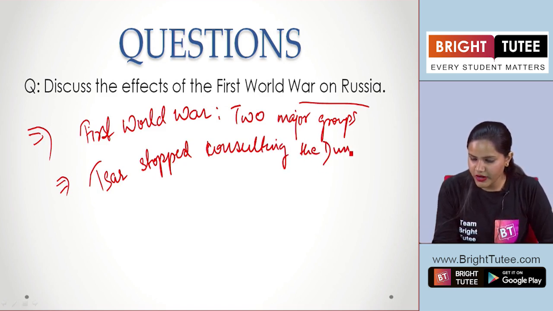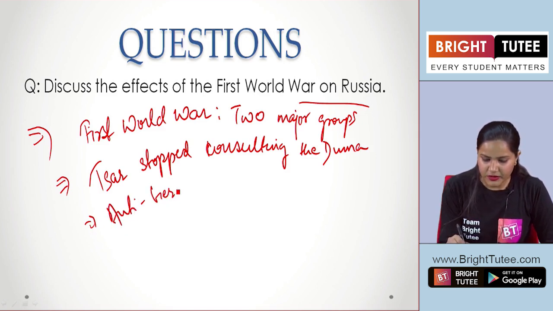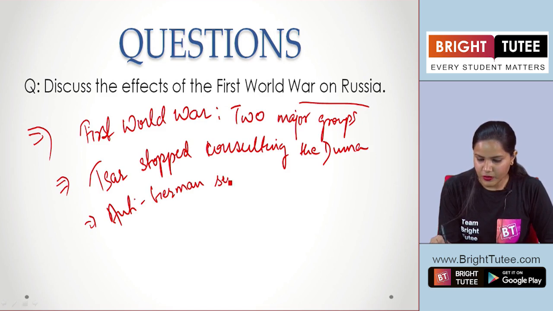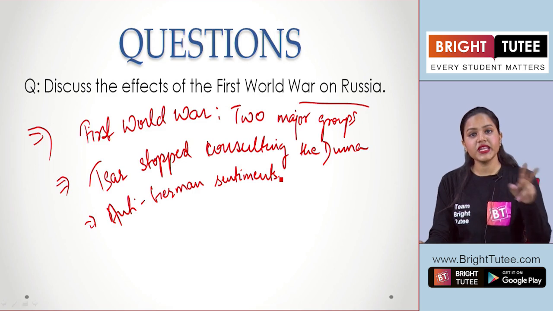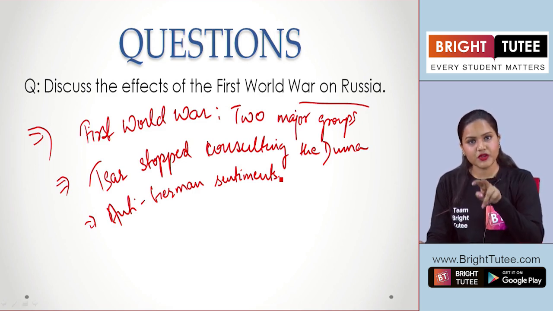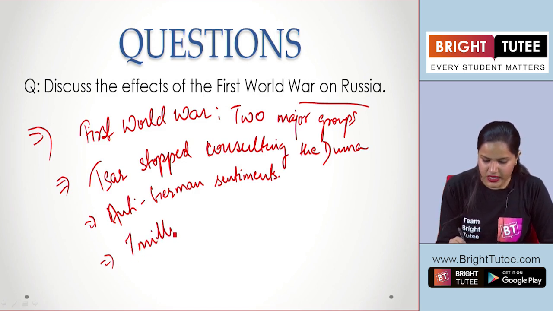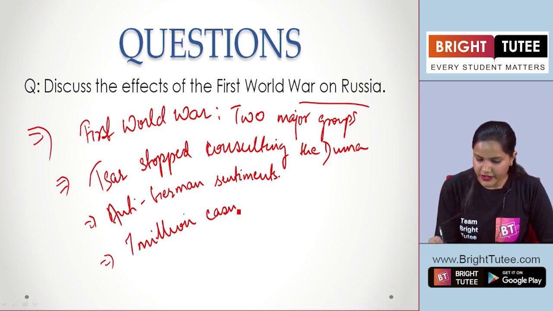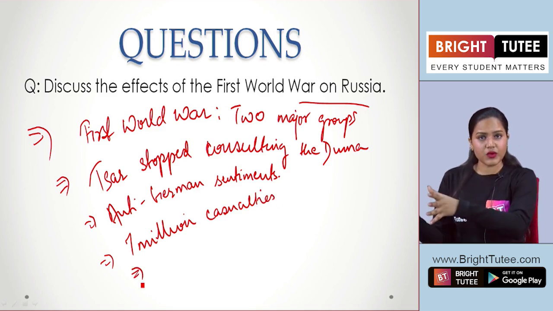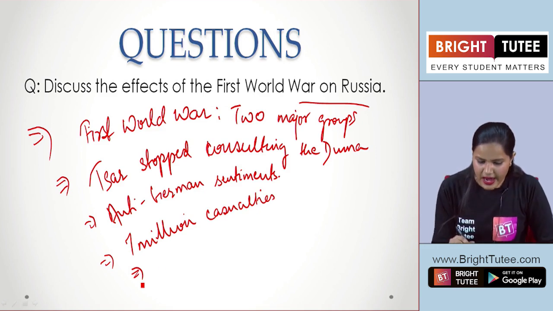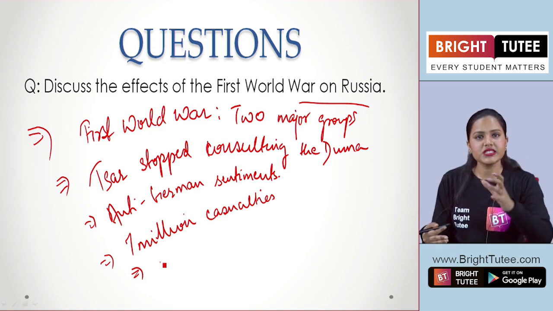You can mention this point. Also, mention that anti-German sentiments were quite high in Russia, right? The best example is the renaming of St. Petersburg as Petrograd, right? Apart from that, talk about 7 million casualties in the war. You can also talk about the Eastern and the Western Front, how they were fighting. And lastly, but not the least, this is the background, how you can start your answer.